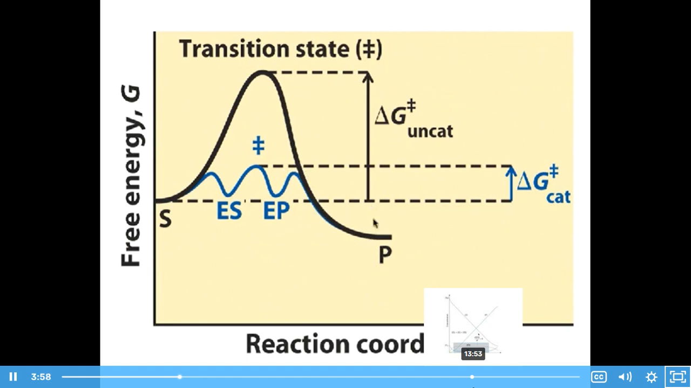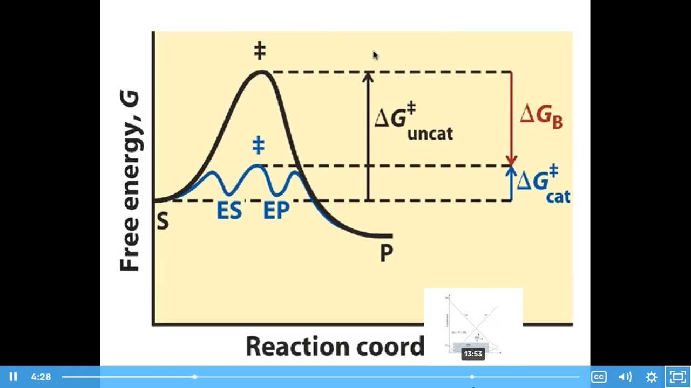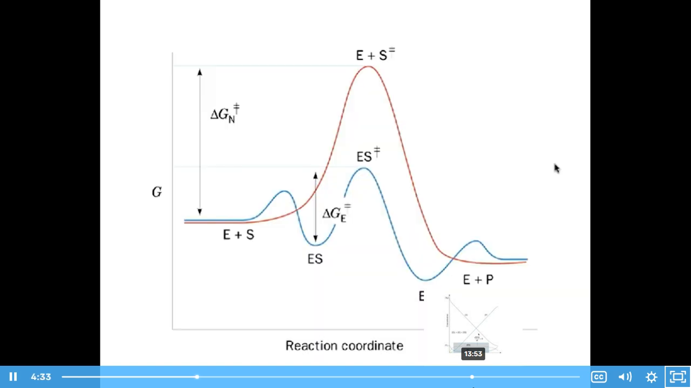Notice the delta G of the reaction has not changed because we start with free substrates and we end with free products. But now the highest energy state along this enzyme catalyzed trajectory is going to be lower in energy than the highest state in the uncatalyzed reaction. And this is going to be the barrier that determines the overall rate. And so therefore we have a higher rate, a faster reaction. The difference in energy between these two transition states we can define as delta G B. This would be related to the difference in rates. But I'm not really going to get into that.